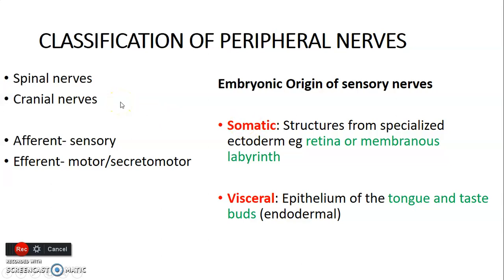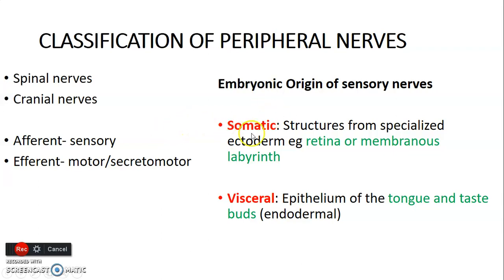So cranial nerves are part of the peripheral nervous system. The peripheral nervous system is actually divided into spinal nerves that exit the spinal cord and cranial nerves that are from the brain. Then you can also divide these peripheral nerves as afferent, that carry sensory information from the body to the central nervous system, or efferent, from the central nervous system carrying the information to muscles and glands through secretomotor fibers. So you need to understand what's the embryonic origin of sensory nerves.